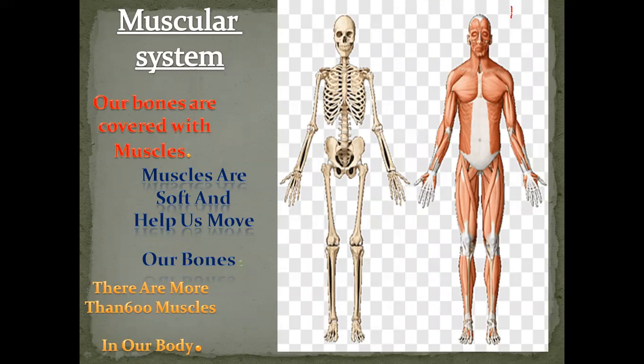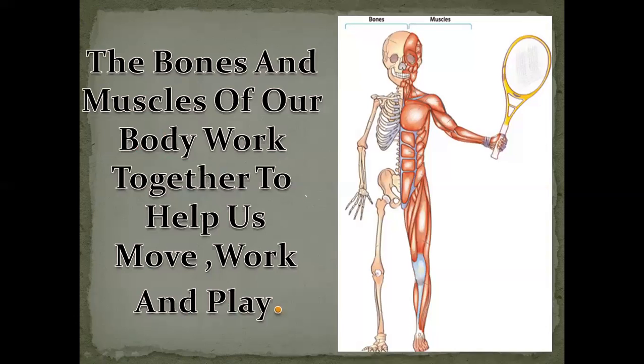Now coming to the next one, muscular system. Our bones are covered with the muscles, and muscles are soft and help us to move our bones. And there are more than 600 muscles in our body. So the bones and the muscles together help us to do our work, move and play.